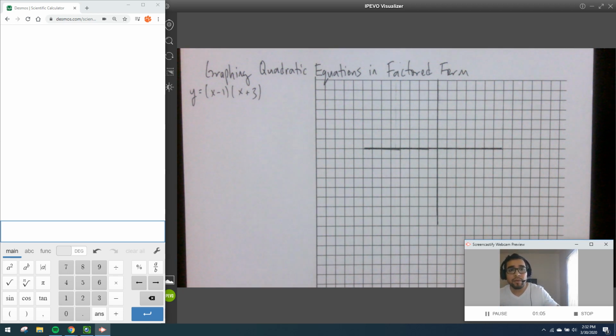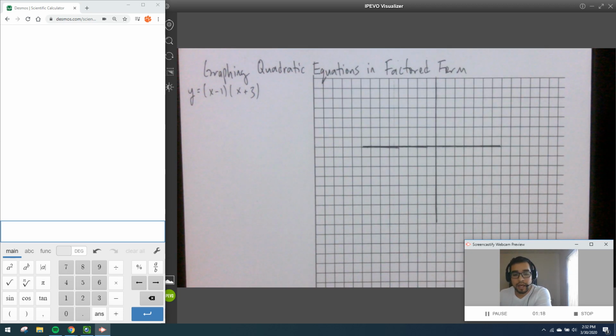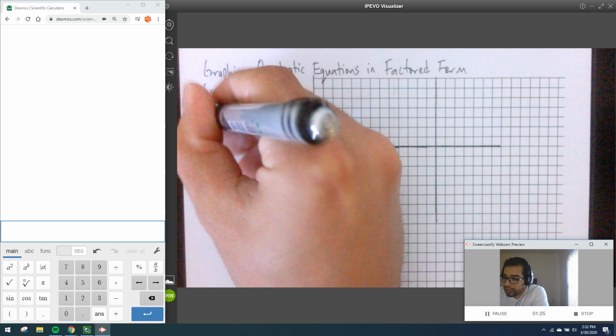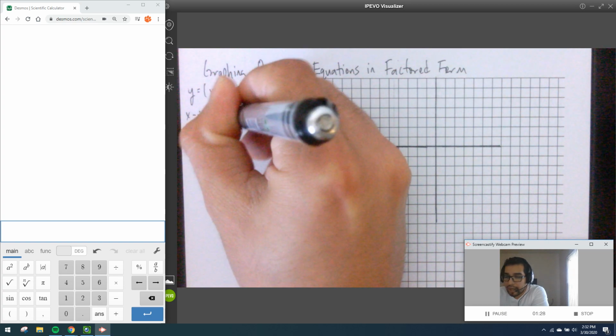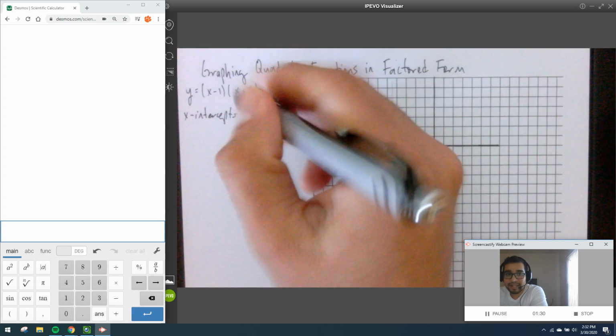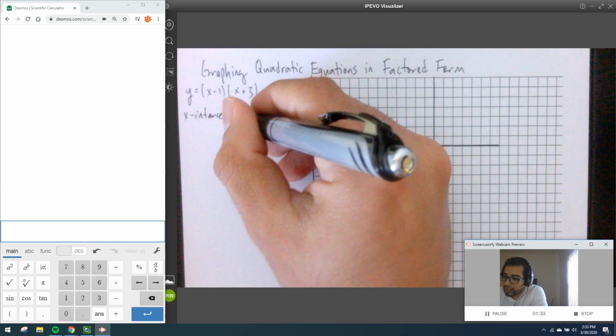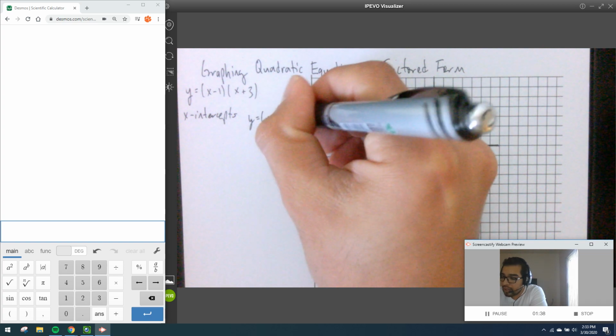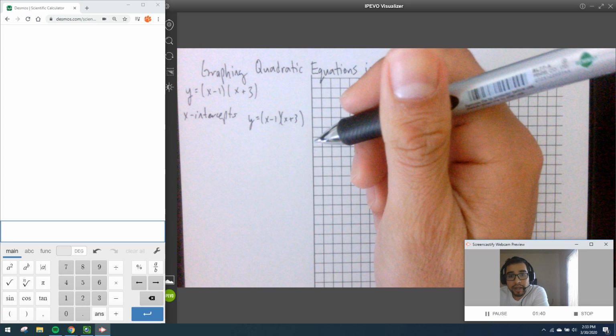Okay, so here I have y is equal to x plus 1 times x plus 3. Now, this right here is in factored form, and it's screaming at me to go ahead and solve this quadratic, right? So the first thing I want to find are the x-intercepts. If it's in factored form, we can set this equation, y equals x minus 1 times x plus 3. I want to find the value of x when y equals 0.